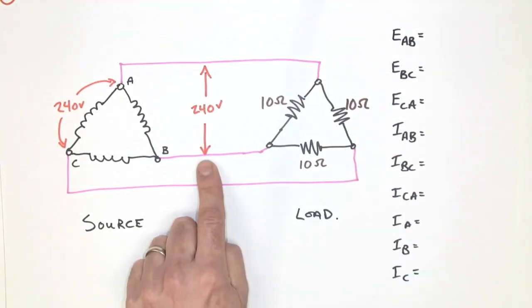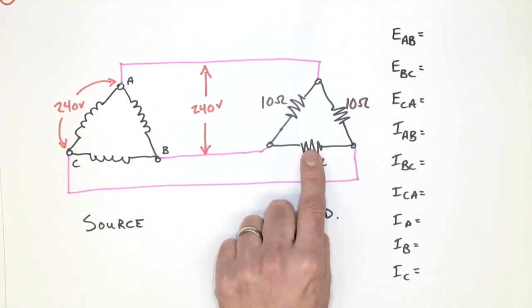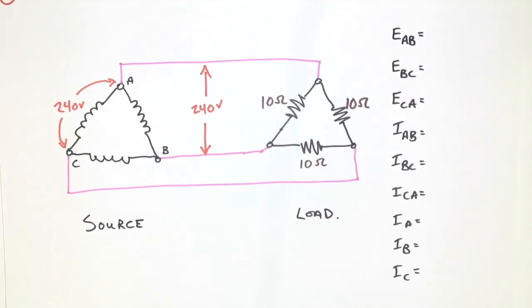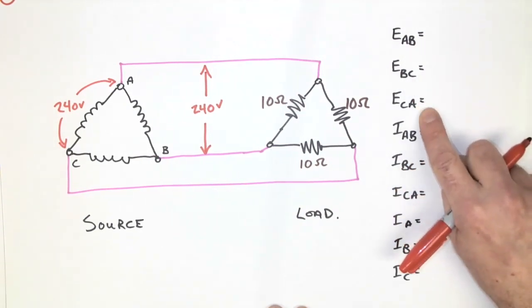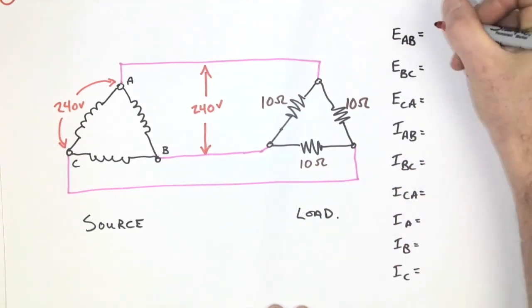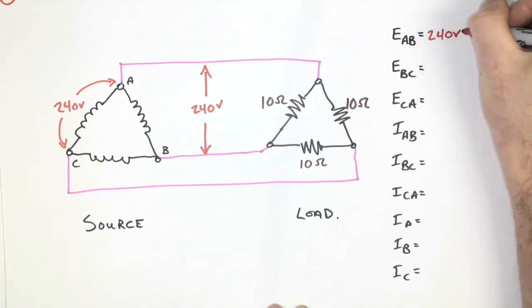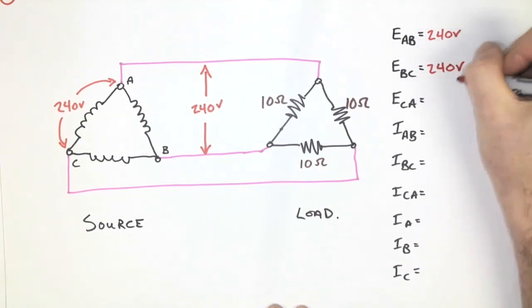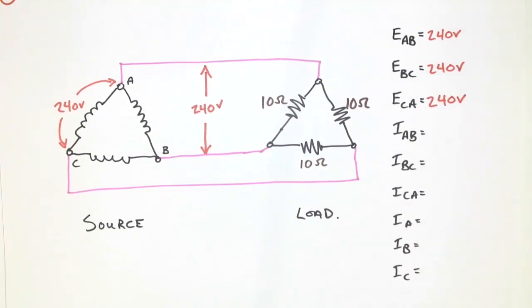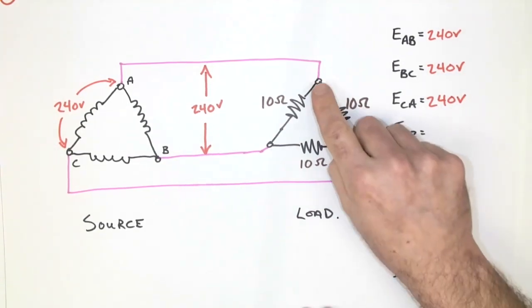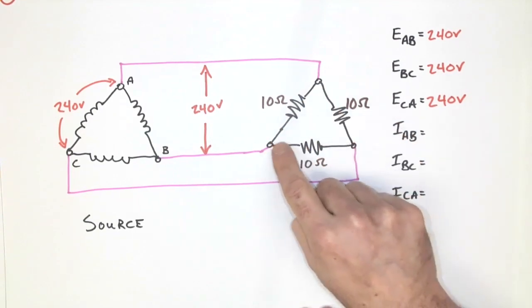If the line voltage is 240, it means that the load phase voltage should also be 240. And so what we can do with this is then assign 240 volts to each of the three voltage items that we have listed on the far right-hand side. 240 volts, 240 volts, and 240 volts.